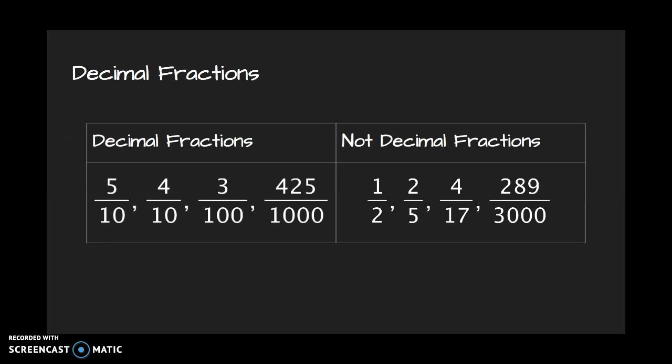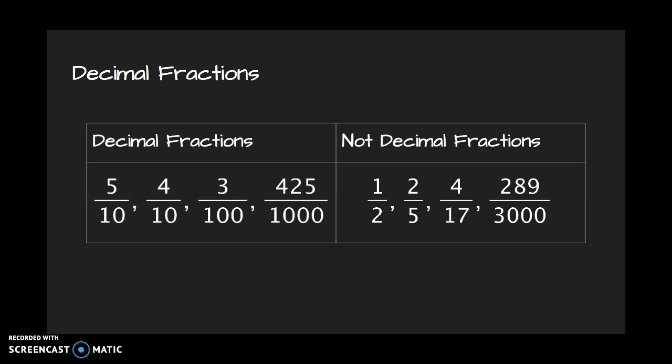So, to the meat of today's quick video is decimal fractions. I have a little table here and I have two headings. One says decimal fractions and the other one says not decimal fractions. In the decimal fractions column, we have numbers like 5 over 10, 4 over 10, 3 over 100, and then 425 over 1,000. Those are just four examples of an infinite number of decimal fractions. If you will notice, on decimal fractions, all of the denominators are powers of 10. So there are tens, hundreds, thousands, could be 10,000s, could be 100,000s, etc. As long as the denominator is a power of 10, it is a decimal fraction.